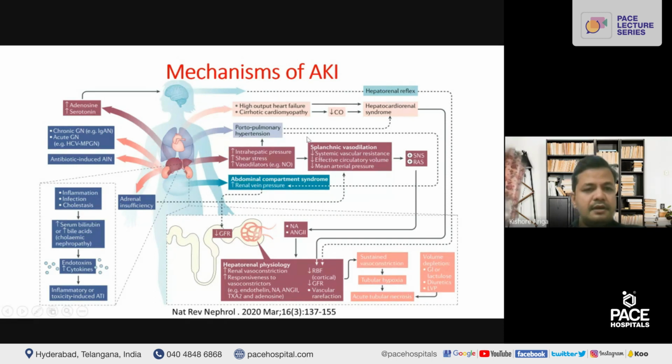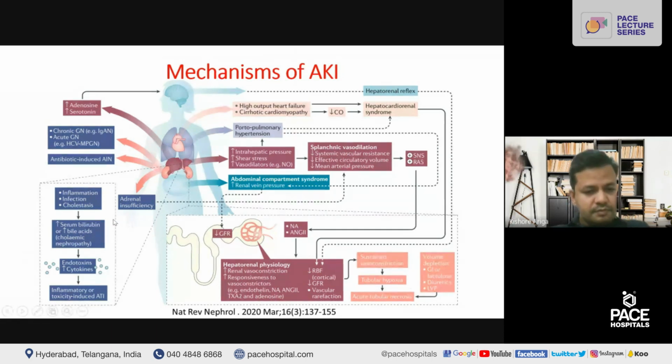And the other cause is the hepatorenal reflex. This is a newer entity where whenever there is an increase in sinusoidal pressure in the liver, it will release adenosine and serotonin. This will activate the sympathetic nervous system from the liver to the brain. The signal will go to the brain, and from the brain, the sympathetic nervous system will get activated to the kidneys. And that will lead to renal vasoconstriction. This is called hepatorenal reflex.